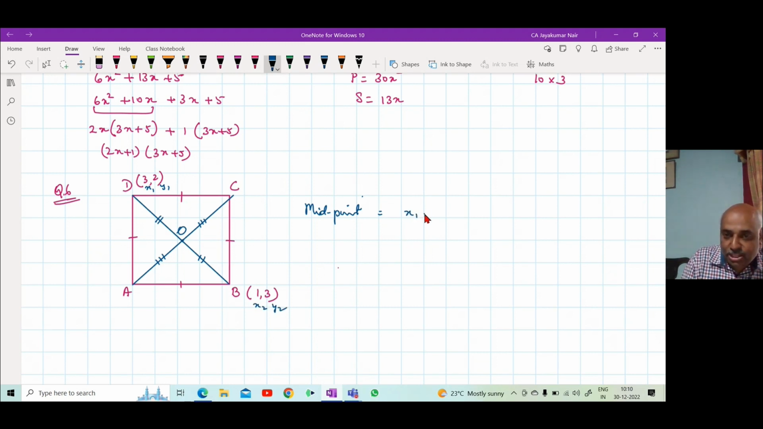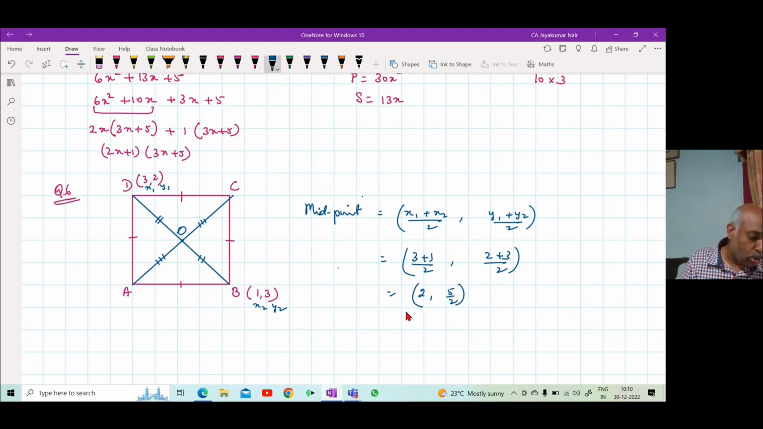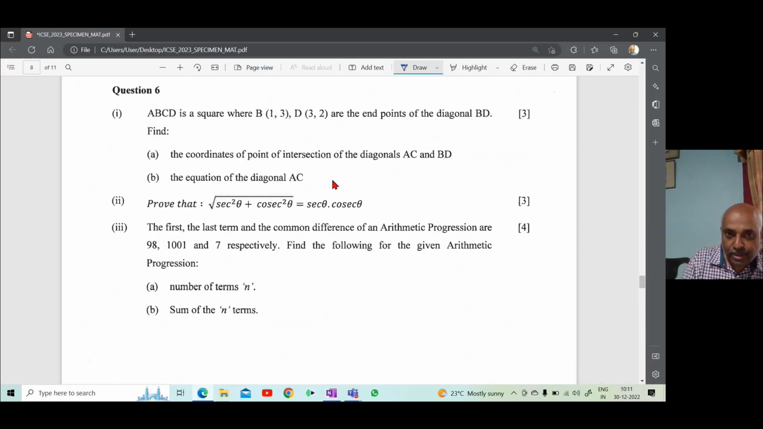The formula is (x1 plus x2) over 2, comma, (y1 plus y2) over 2. This is the midpoint formula. So (3 plus 1) over 2, comma, (2 plus 3) over 2, which is 4 over 2, that is 2, comma, 5 over 2. These are the coordinates. So the coordinates of the point of intersection are this. This is the answer for the first part of the question.